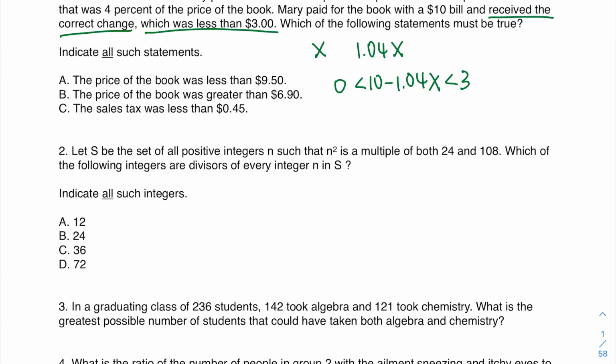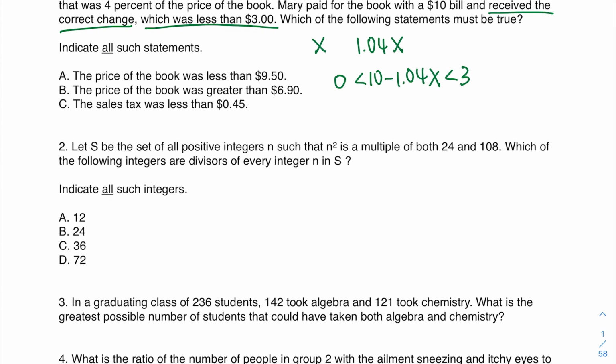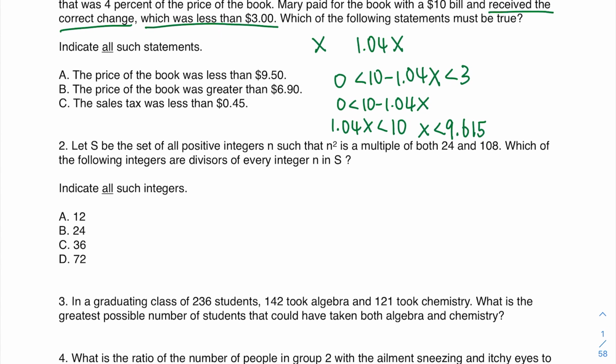So how to solve these inequalities? We can solve that. Then we know that 1.04x should be less than 10. So x should be less than 10 divided by 1.04, which is 9.615.